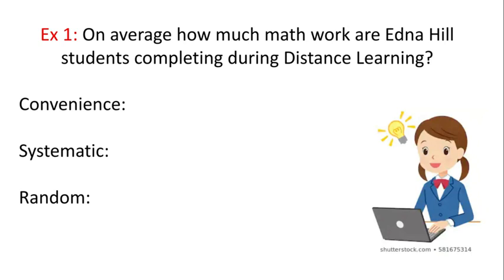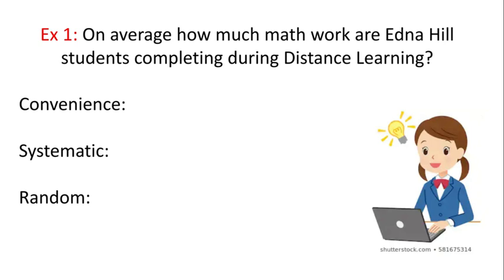So here's an example. It says, on average, how much math work are Edna Hill students completing during distance learning? If I wanted to find out information about this, I could do a convenience sample, I could look at a systematic sample, or a random sample.